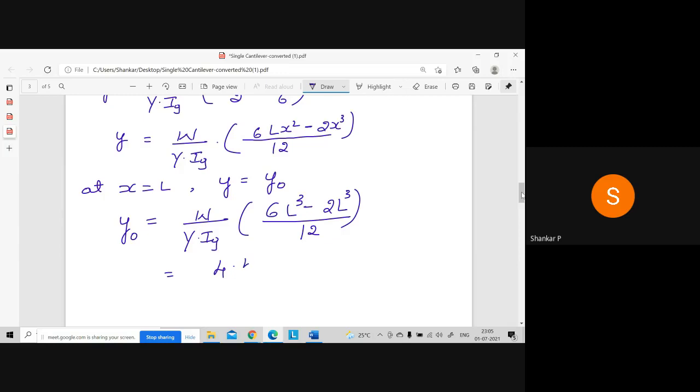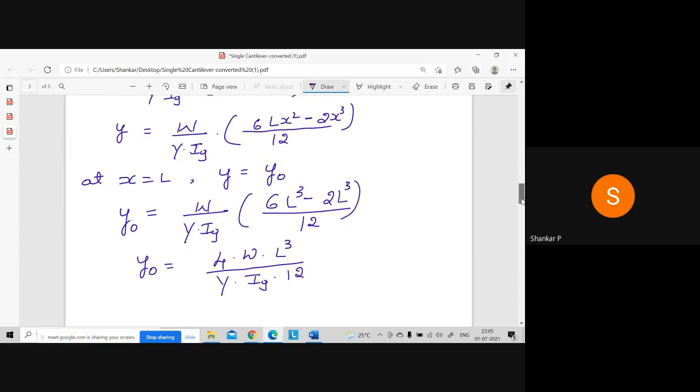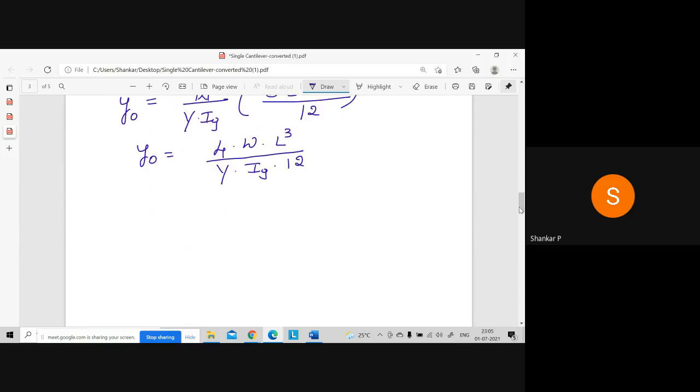So I'll write here 4W into L cube by Y into Ig into 12. The left hand side is y naught. Now we want the expression for Y. Let us move this capital Y to the left hand side, and also we know that the value of Ig for rectangular beams is BD cube by 12, and also we can write W is equal to M into g.